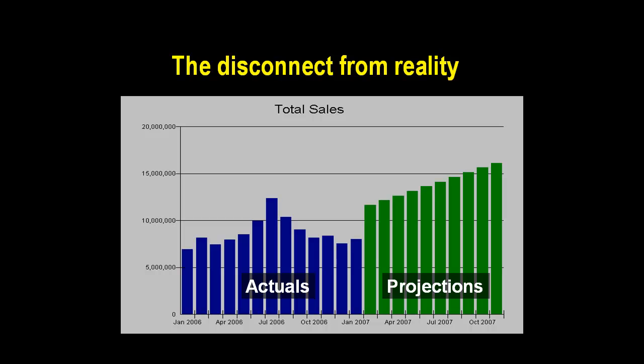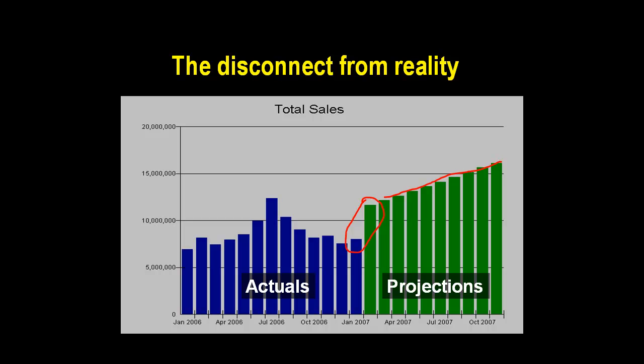And there's actually 2 big problems with this projection. First is sales are going up almost $4 million in the first month of the projections. And second, the projection shows sales going up consistently each month. But that trend is not at all consistent with the recent past.